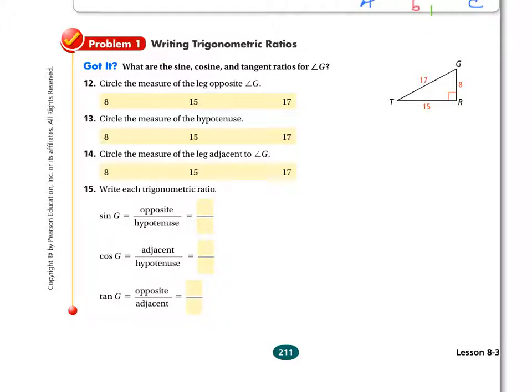So look at question 12. Circle the measure of the leg opposite angle G. Which one would that be? 15 is correct. Question 13, circle the measure of the hypotenuse, 17, and then circle the measure of the leg adjacent to angle G, 8, because the other one that's adjacent is a hypotenuse, and we don't count that, right? So then write each of the ratios.